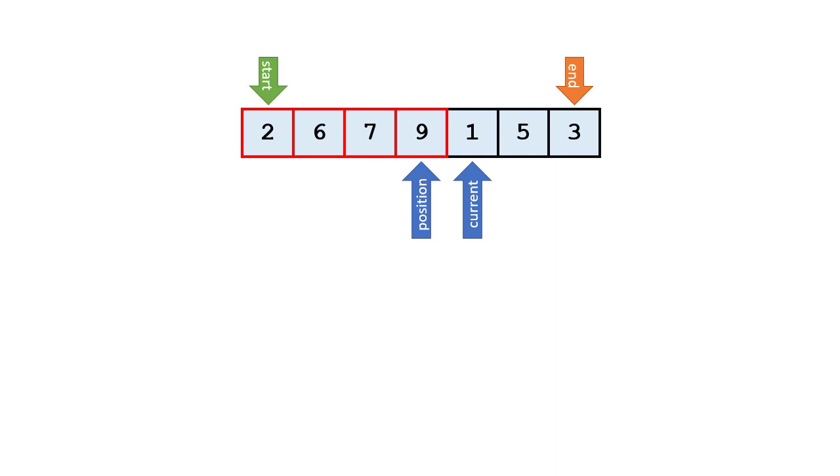We'll compare the two elements, and we'll notice 9 and 1 are out of order, so we'll swap them. Then position moves closer to the beginning. Again, they're out of order, so we'll swap them. And we continue that until we reach the beginning of the array. So now let's take a look at that in code.